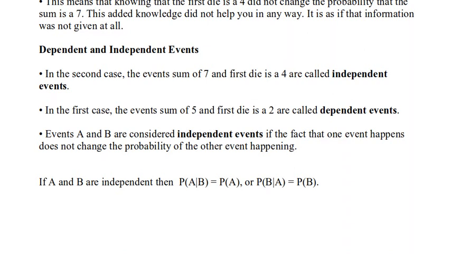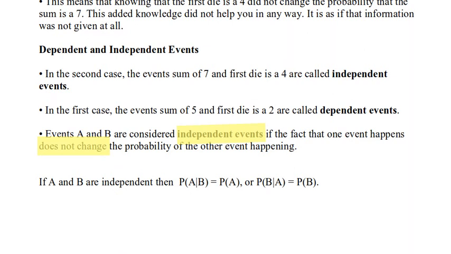Events A and B are considered independent events if the fact that one event happens does not change the probability of the other event happening. So let's just summarize that. Two events are independent if the probability of one does not change the probability of another.